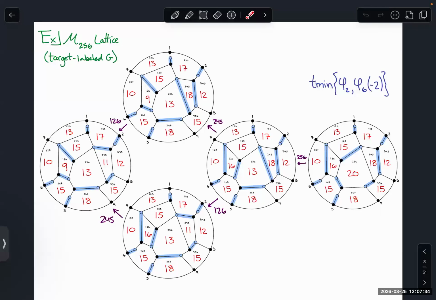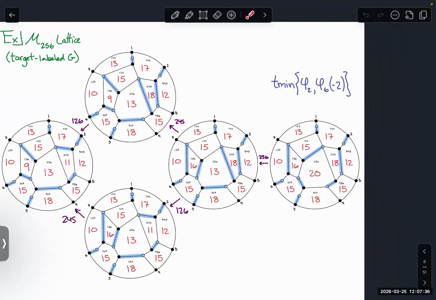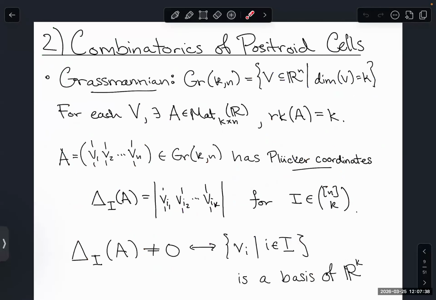But yeah, so that's again, like I said, an overview of our results, but really to back this up, we have to go to the combinatorics hiding behind these matchings or behind these spaces. In particular, we're interested in these positroid cells within the Grassmannian.